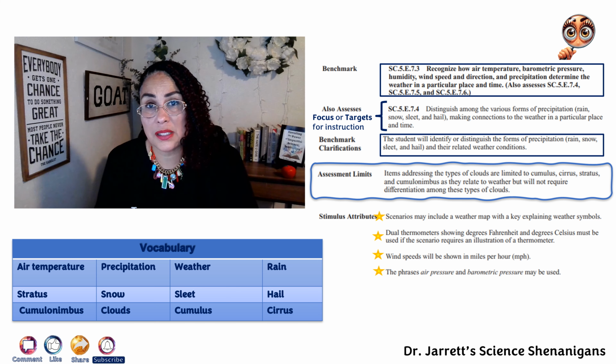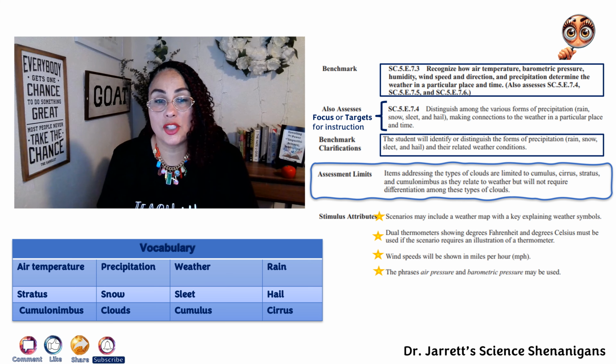The vocabulary: air temperature, precipitation, weather, rain, stratus, snow, sleet, hail, cumulonimbus, clouds, cumulus, and cirrus. And so my favorite is always the cumulonimbus cloud because it just sounds funny. But that's the easiest for me to understand because it is usually huge, dark in color, and it produces mass rainstorms.